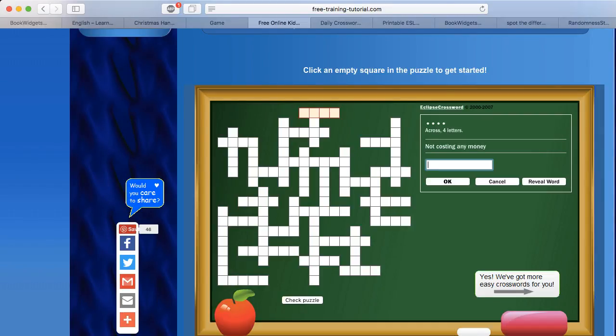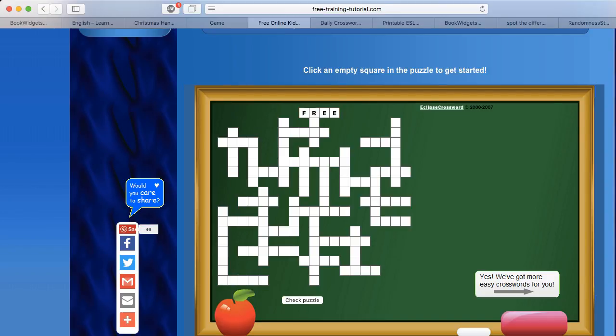So first of all, it tells you something that is four letters, and the definition is not costing any money. So what four-letter word do we know that means not costing any money? Let's see if you guys can guess it. Not costing any money. Let's see who can guess it. Any takers? Okay. What? Nobody. I'm going to guess free. Let's see if that's okay. Yeah, good job, Nordine. Good job.